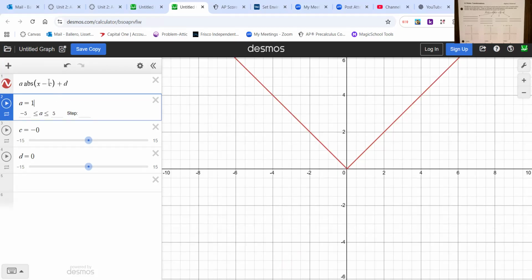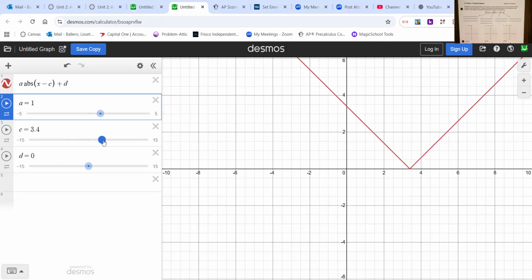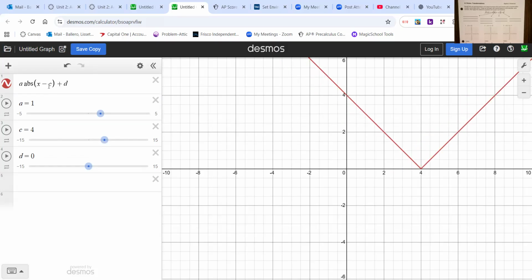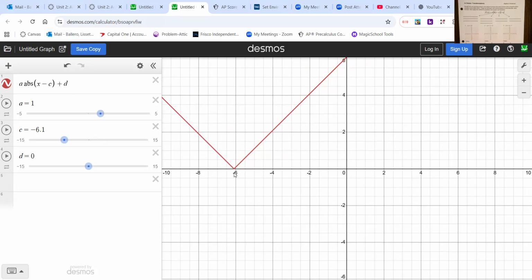We're going to look at our C value now. That's the one inside of the X here. As I move my slider to the right, the graph also moves to the right. So when I put a positive number into this C value, like 4, it moved to the right 4. As I keep going, it's going to move even further to the right. Now, as I move to a negative number, it has moved to the left from my parent function.